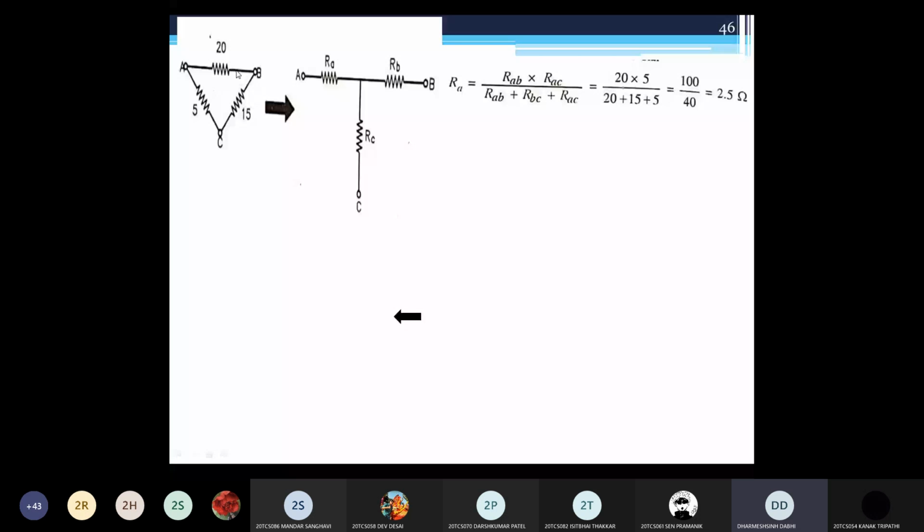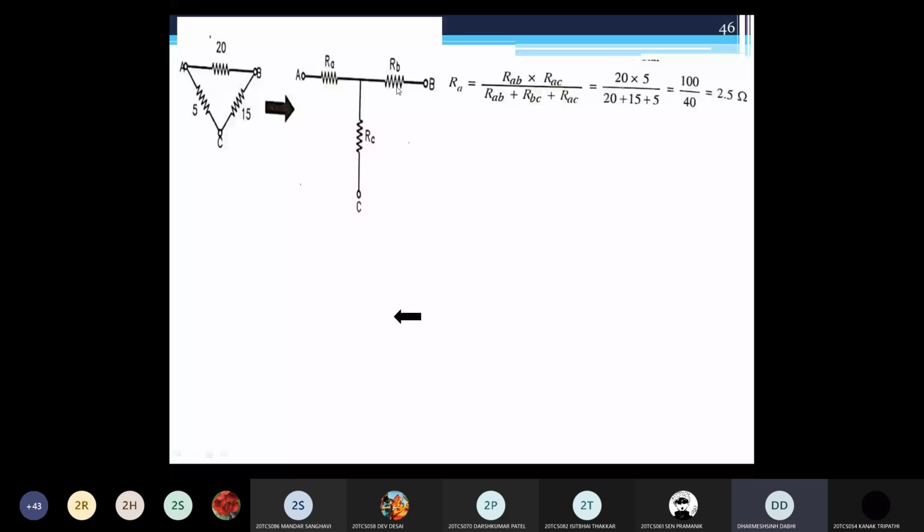So RA is equal to the multiplication of 20 into 5, divided by the addition of all the resistances of the delta connection, which is 40. You get the answer for RA, that is 2.5 ohm. So in your star connection, at point A, the resistance RA is equal to 2.5. Clear?